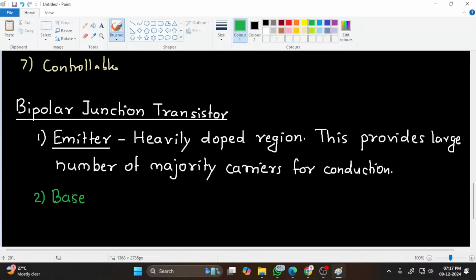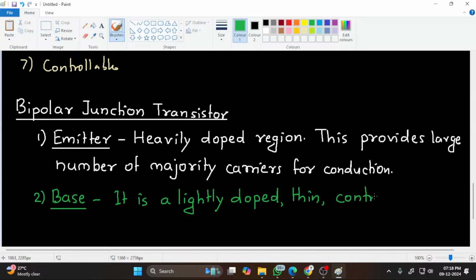Base. It is a lightly doped, thin control region. And collector, it is on the other side of the base. It is a thick and moderately doped region.